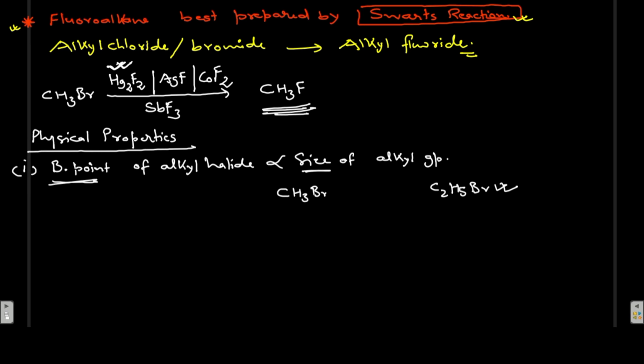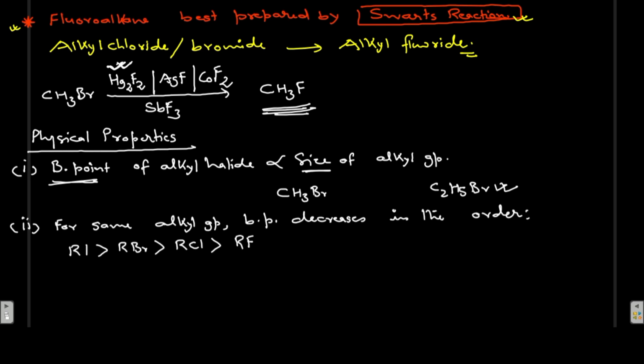Second, for the same alkyl group, boiling point decreases in the order as follows. So, lower boiling point for alkyl fluoride, and higher boiling point for alkyl iodide.